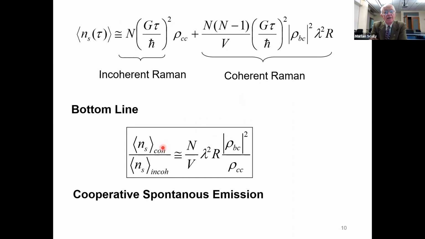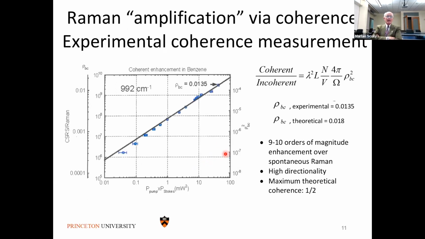And so here we see something interesting. The ratio of coherent to incoherent emission is proportional to the number density of molecules times the wavelength of the Stokes light squared times the size of the cloud containing the molecules of interest. All of that multiplied by the coherence factor. And when we go to the lab and do the experiment, we find indeed that the ordinary Raman, very weak, 1 photon in 10 to the 10, is enhanced by many orders of magnitude. Here we see some 6 orders of magnitude, 4, 5, 6 orders of magnitude. And in other experiments, we have even more. So this is the name of the game.